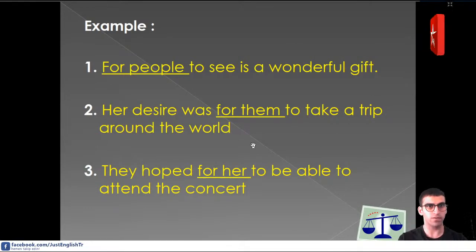Like, as you see, after "for" we use infinitive. Yes, that one is, I think, the last one.